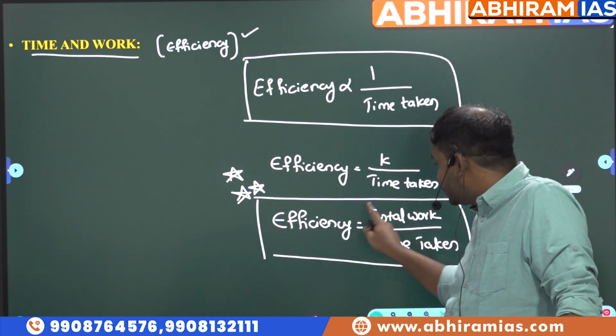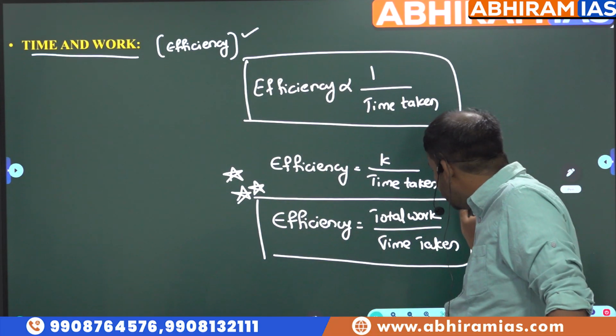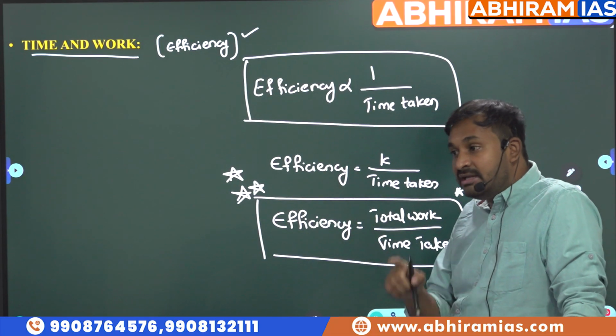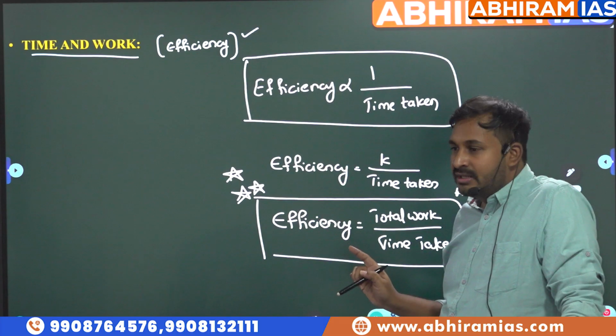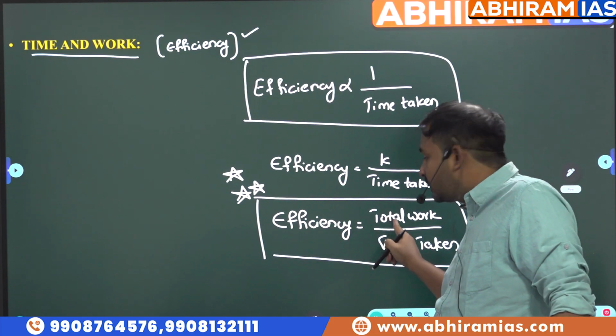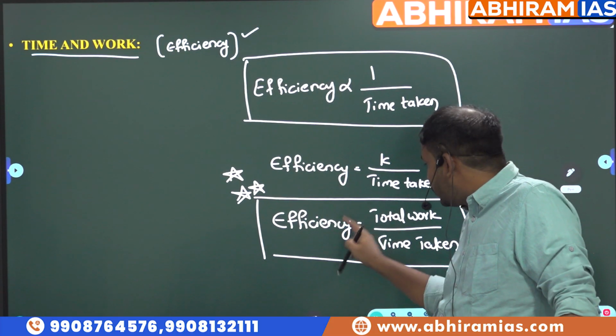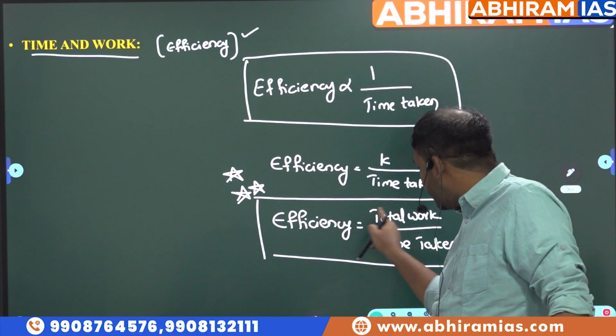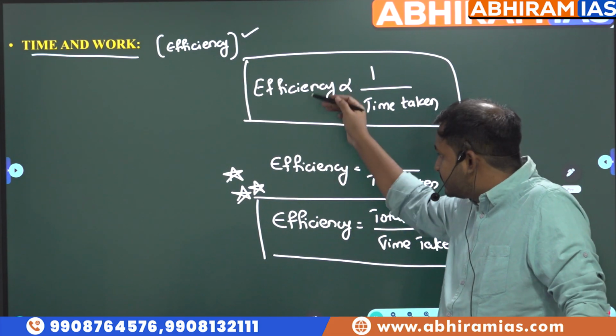We will write efficiency is equal to total work by time taken. This is the only one formula which we will use for this entire time and work. If I want to find efficiency, I will divide total work with time taken. If I want to find time taken, what I will do? I will divide the total work with efficiency. Please write down this one quickly.